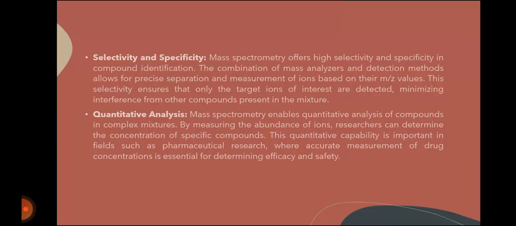Mass spectrometry enables quantitative analysis of compounds in complex mixtures. By measuring the abundance of ions, researchers can determine the concentration of specific compounds. This quantitative capability is important in fields such as pharmaceutical research, where accurate measurement of drug concentration is essential for determining efficacy and safety.